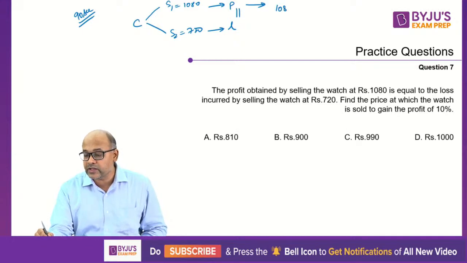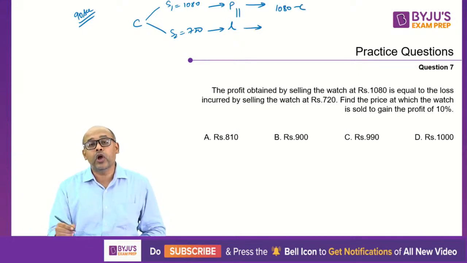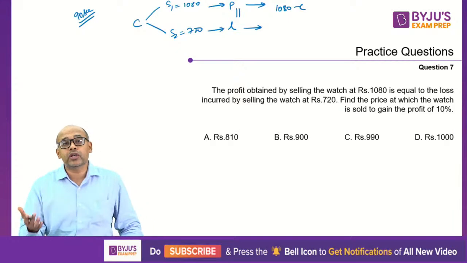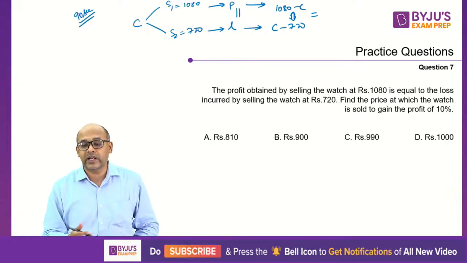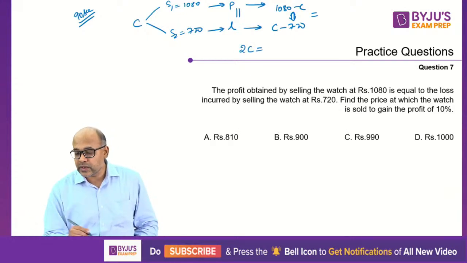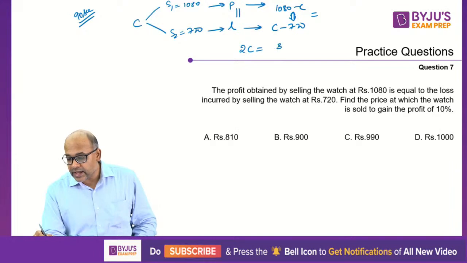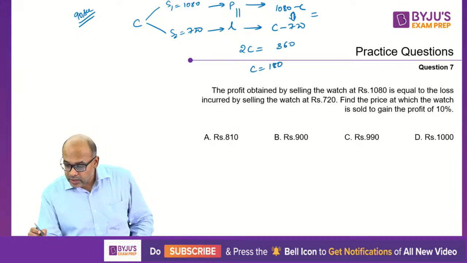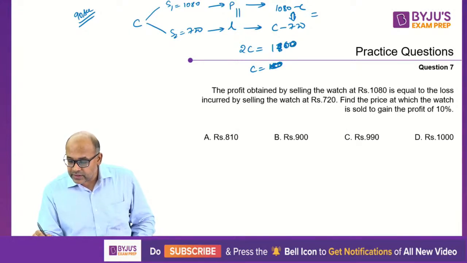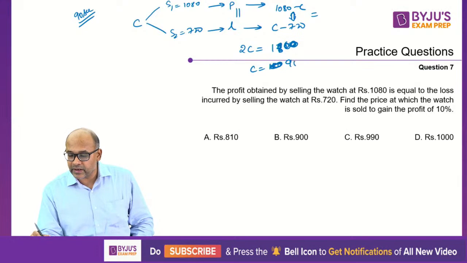So it is 1080 minus cost price. Loss is cost price minus selling price, so it is C minus 720. But these two are equal. If these two are equal, you equate them. So you will get 2C is equal to 360, or C is equal to 180. My bad, sorry, not 360. How much is that? 1700 or 1800. So 2C is 1800, so your C will be 900.